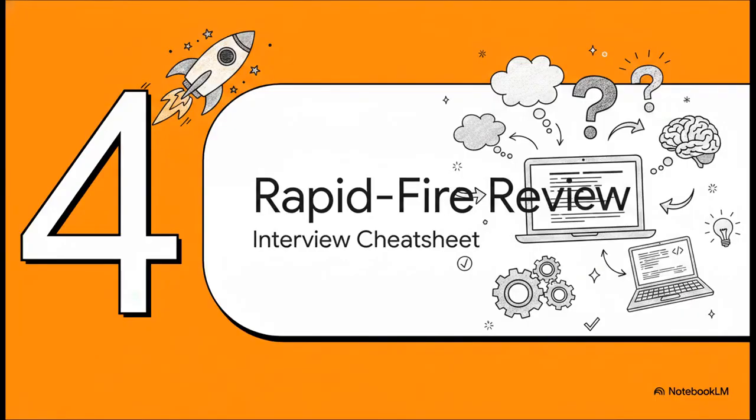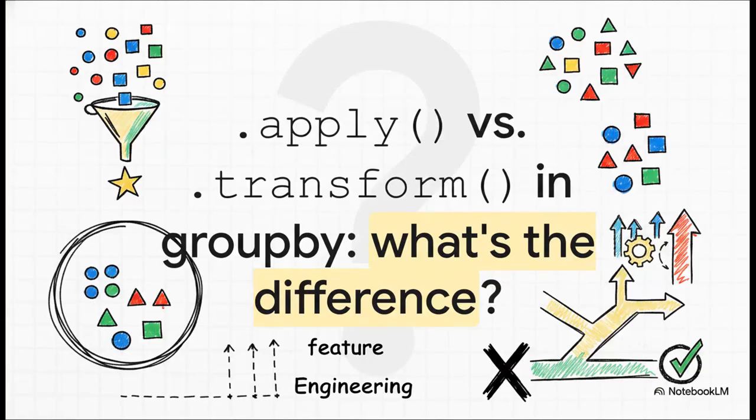All right, we've covered the 3 pillars. So now, let's put this into practice with a quick rapid-fire review. We'll hit a couple of classic interview questions that test these exact concepts. You ready? Here's a classic one. This trips up so many people in interviews. They both work on groups of data, but what they spit out is totally different, and knowing which one to use is absolutely key for good feature engineering.